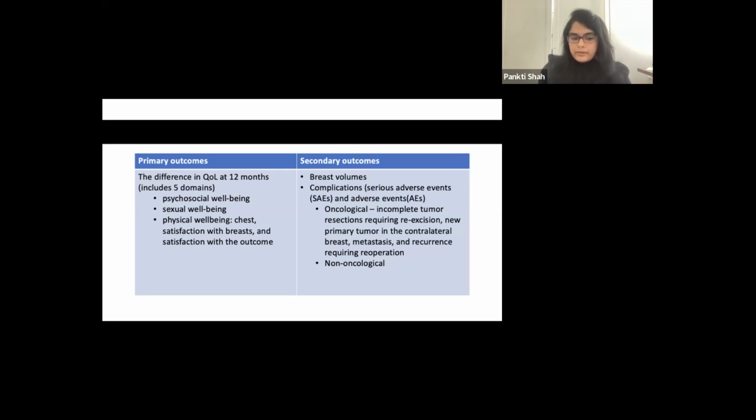The secondary outcomes included measuring the breast volume using 3-dimensional imaging and reporting any complications, which include mostly oncological and non-oncological complications.